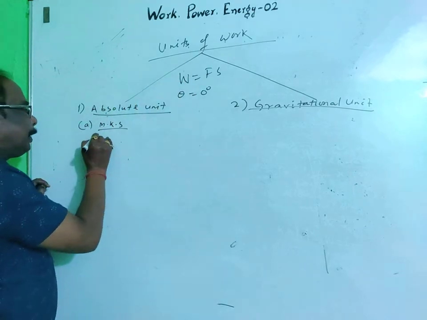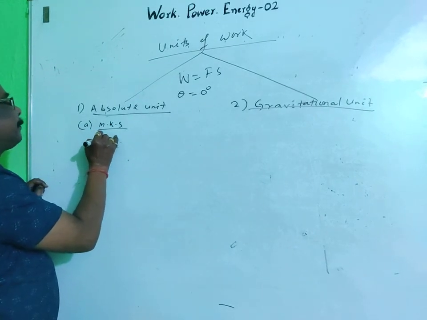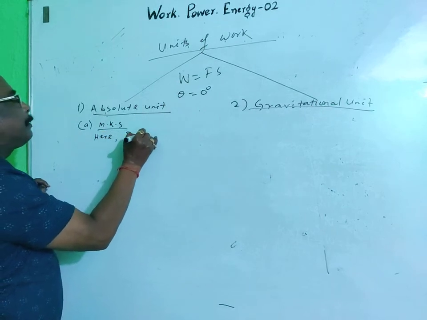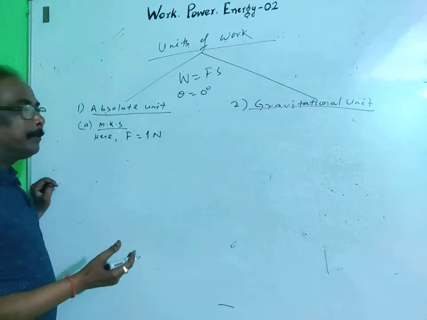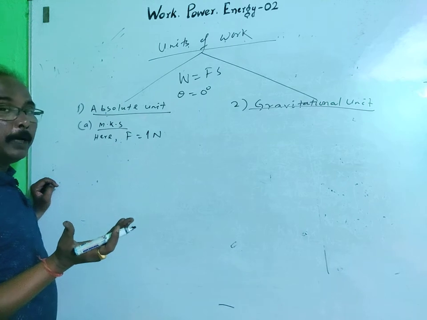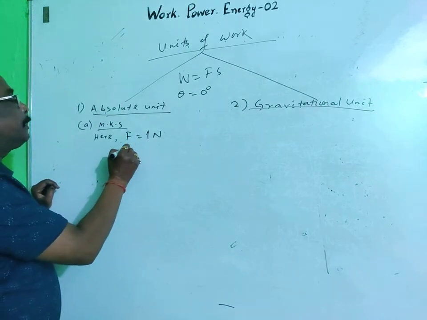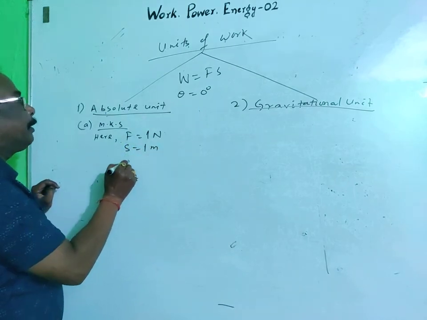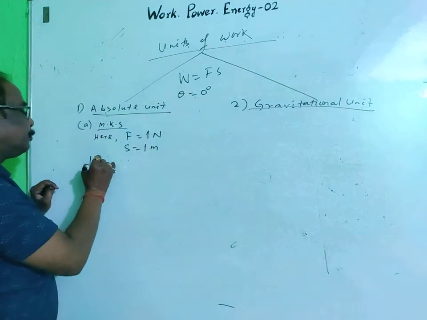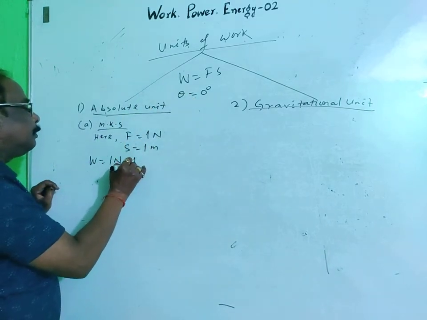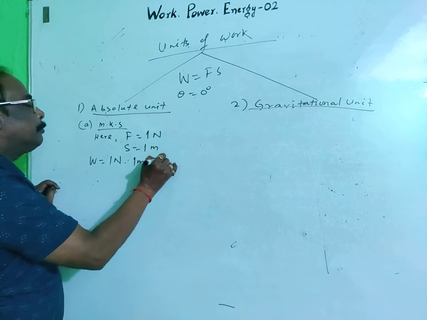So work is equal to Fs. Here F is equal to 1 Newton. In MKS, absolute unit of force is 1 Newton and displacement is in MKS 1 meter. Theta is 0 degree. So work is equal to 1 Newton into 1 meter. That's equal to 1 joule.